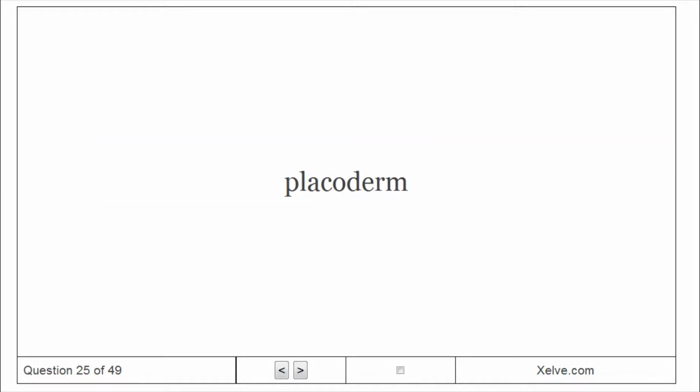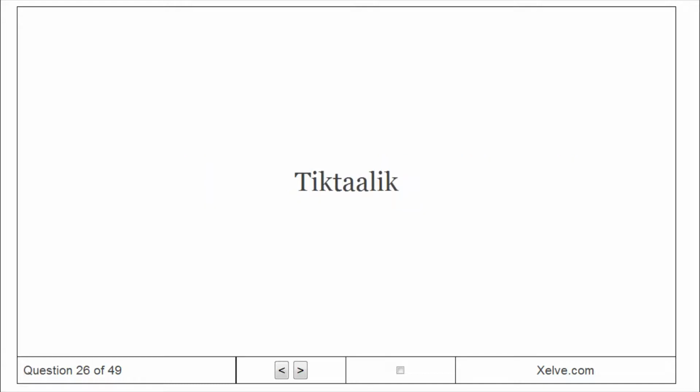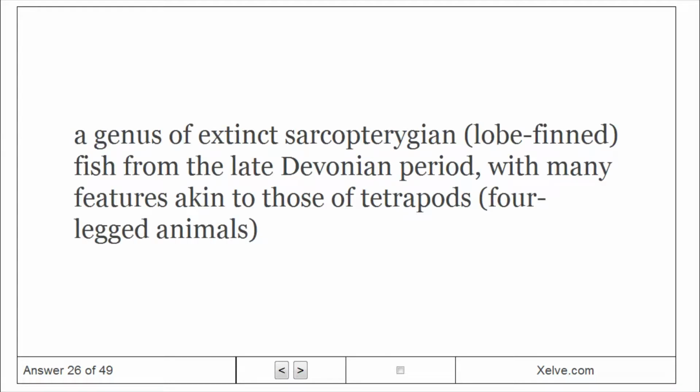Placoderm. A group of heavily armored jawed fishes of the Silurian and Devonian periods. Tiktaalik. A genus of extinct sarcopterygian, lobe-finned fish from the late Devonian period, with many features akin to those of tetrapods, four-legged animals.